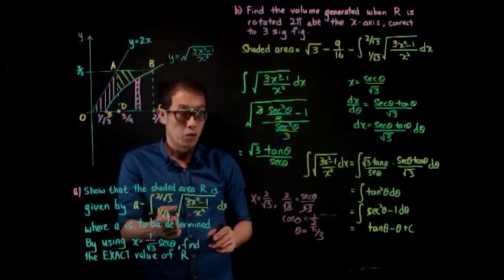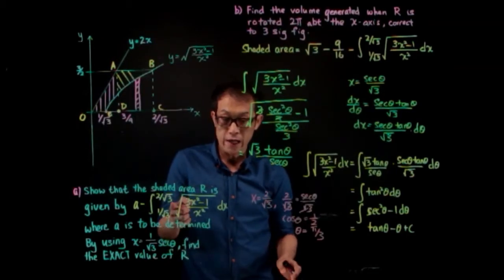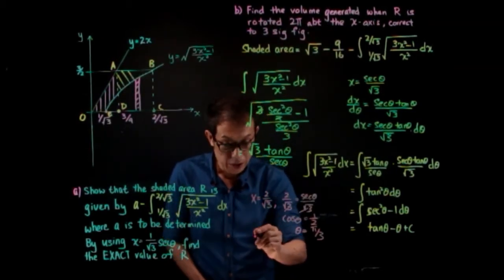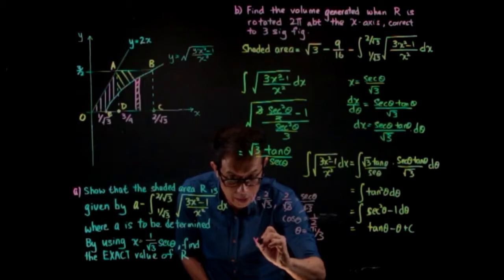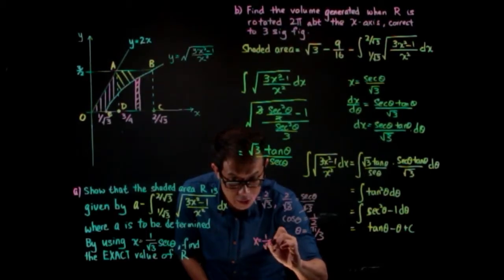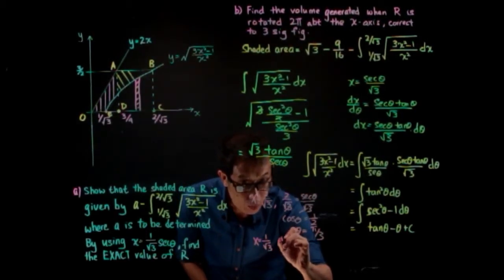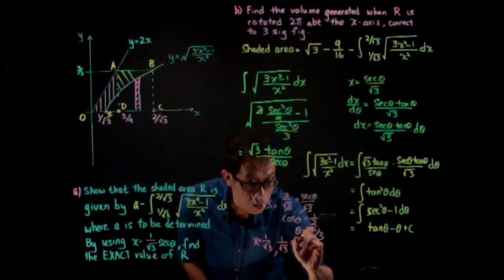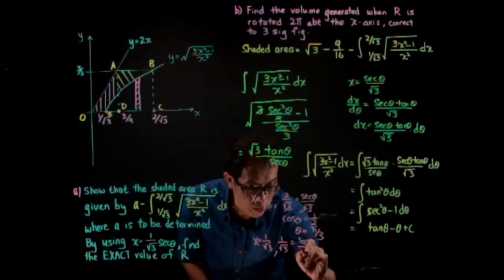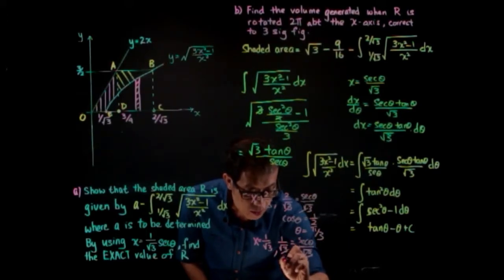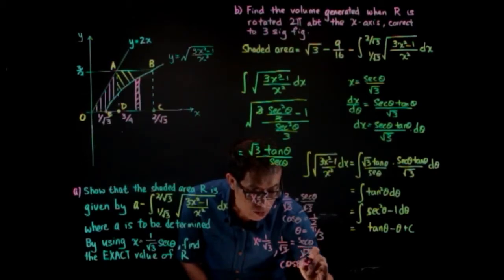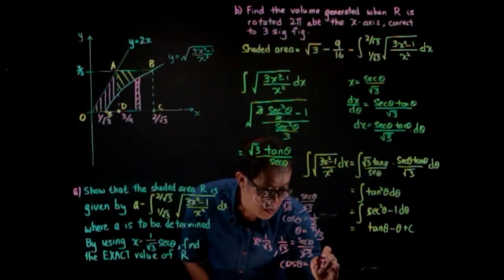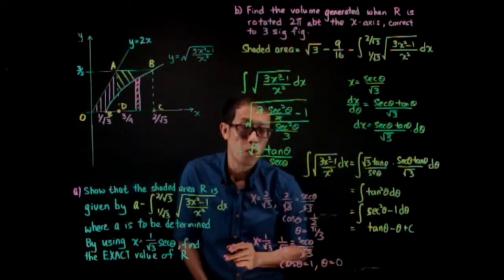Now let's work out the value of theta when x is 1 over root 3. So when x is equal to 1 over root 3, you have 1 over root 3 equals secant theta over root 3. Then this and this cancel. You have cos theta equals 1. That means your theta is equal to 0.